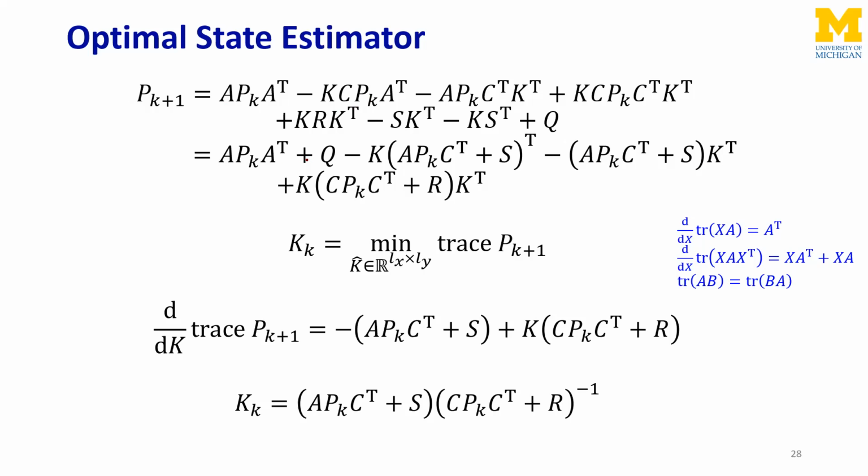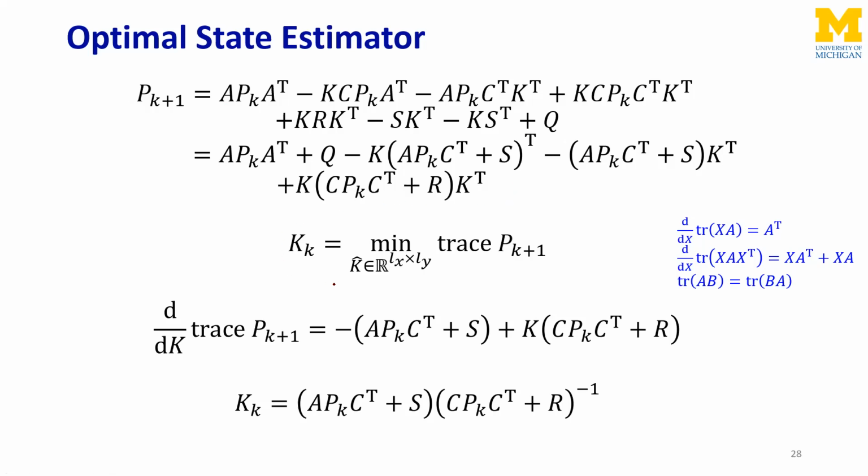First, terms with no k's. Second, terms with 1k, so k times this guy, and k transpose times this guy, and then the quadratic term. Now this is a quadratic equation, and when I take the trace of P_{k+1}, I'm going to have a quadratic cost function, and since I said that the covariances are positive definite, this is a positive definite quadratic cost function, which means it has a unique global minimizer.